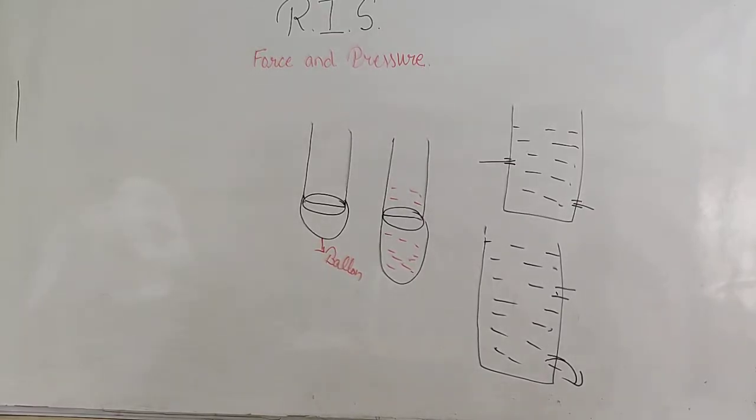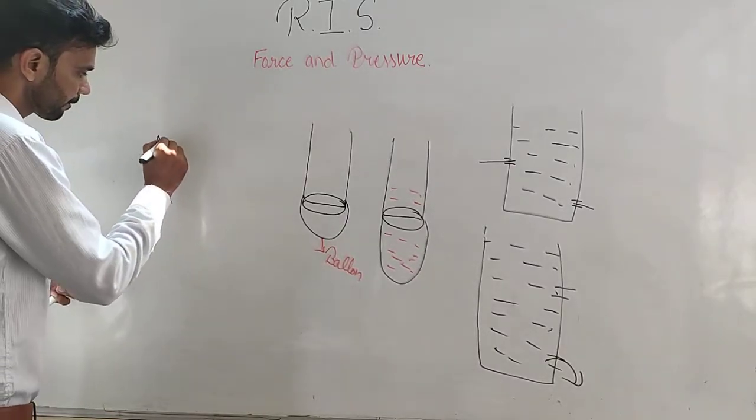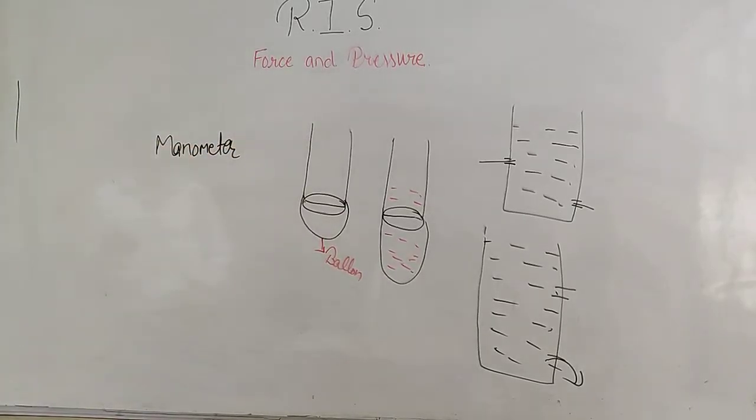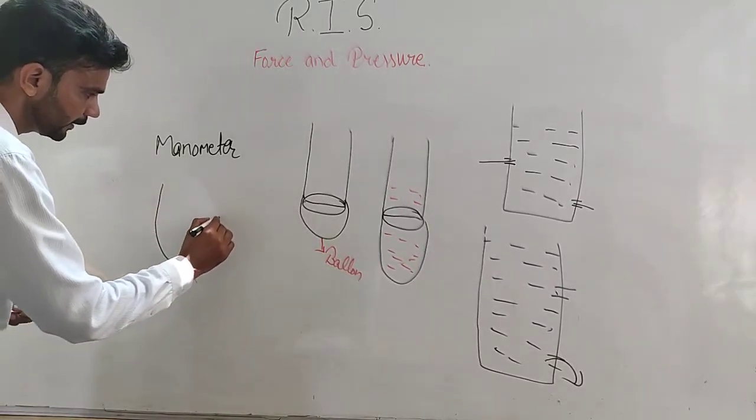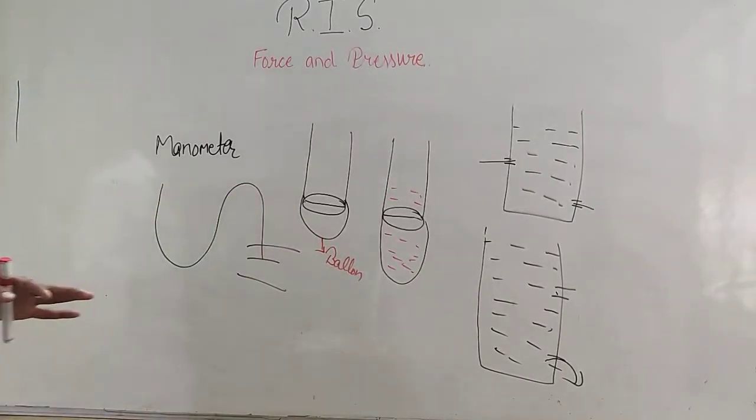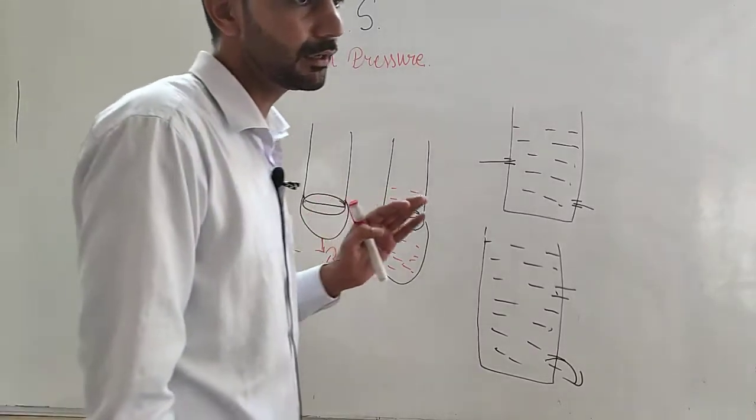We can measure the pressure which is exerted by the liquid with a device. The name of the device is manometer. Manometer is a device which is used to measure the pressure in liquids. What does a manometer look like? In a manometer we have a tube of this type, and here we use the device. So with the help of this manometer we can measure the pressure exerted by the liquid.